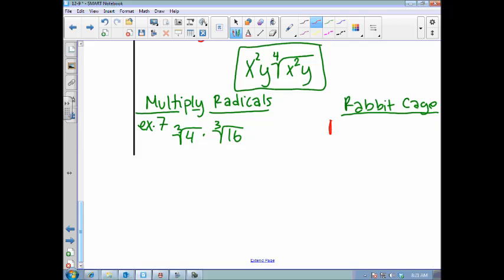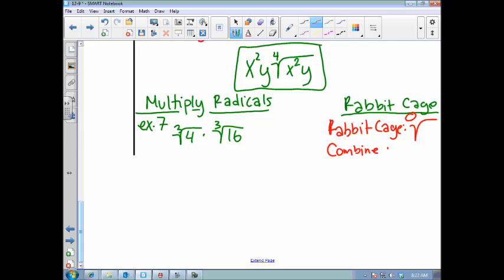Okay, so for our rabbit cage rule, our rabbit cage is acting as the radical sign. And there could be an index up here, or it could be a square. Okay, we're only allowed to multiply if they have the same species of rabbit. So they have to be of the same rabbit cage. So we can only multiply, which this also applies to adding. We can only, let's see, what's a good word?